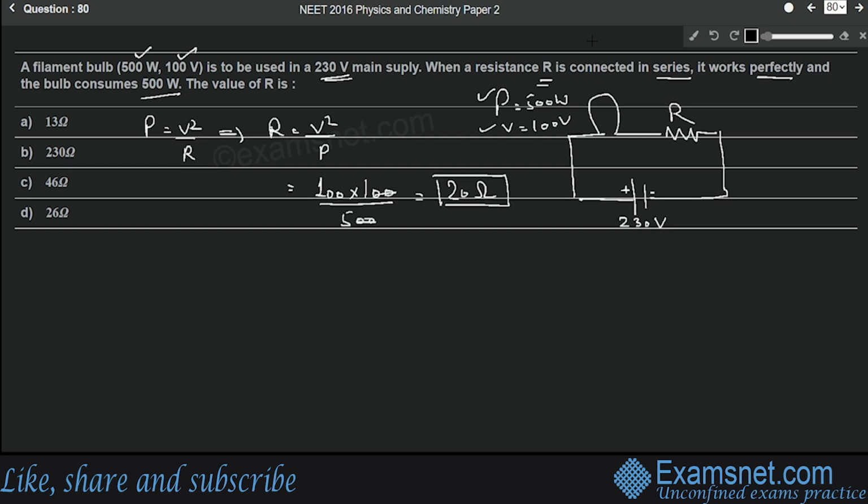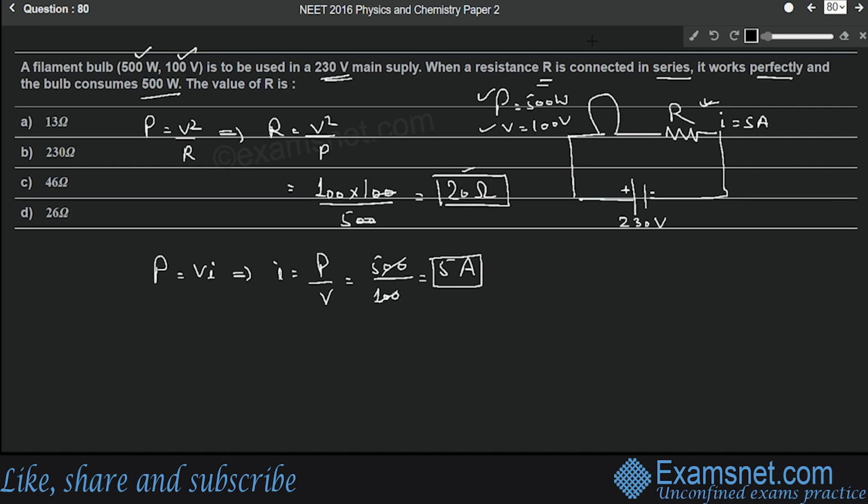Similarly, we can find out the current by using the formula P equals VI. So current I will be equal to P upon V. Power is 500 and voltage is 100. So this will be equal to 5 ampere. The current passing through this bulb is 5 ampere and the resistance is 20 ohm, right? Now the resistance R is connected in series with this. That means the same current will flow through this resistance R. So the current at this resistance will also be 5 ampere.